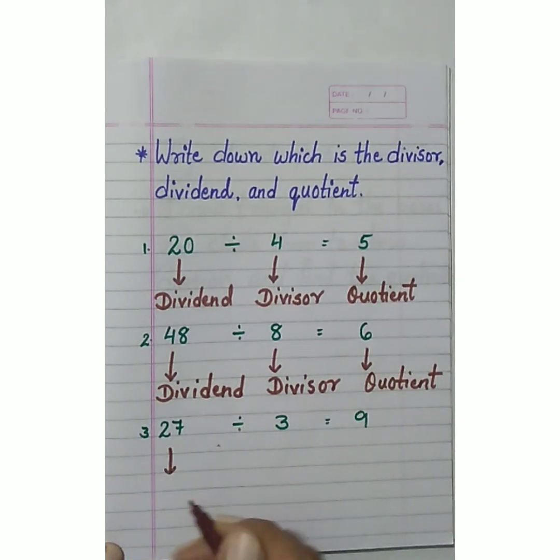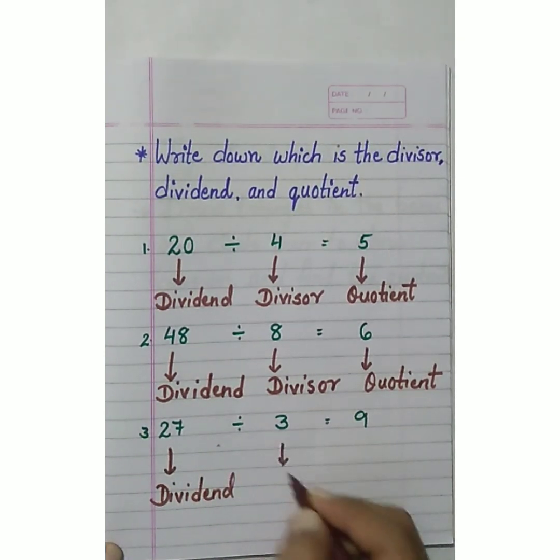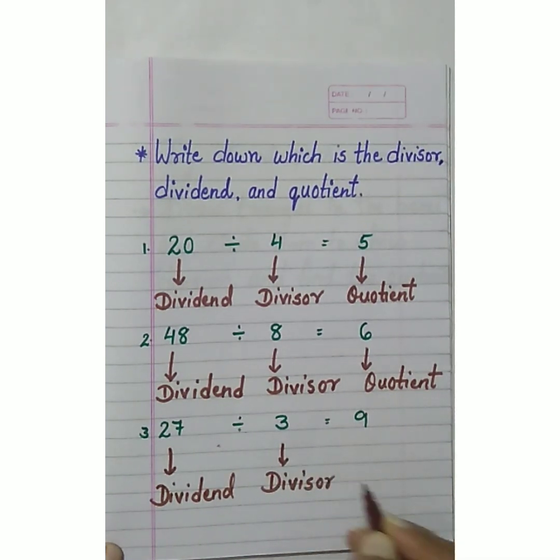Here 27 is our dividend. 3 is our divisor. And 9 is our quotient.